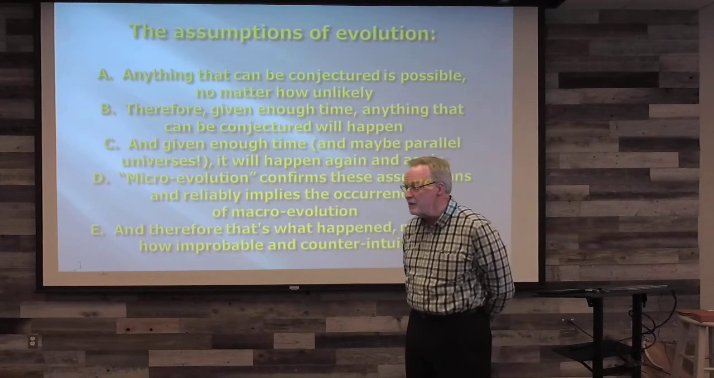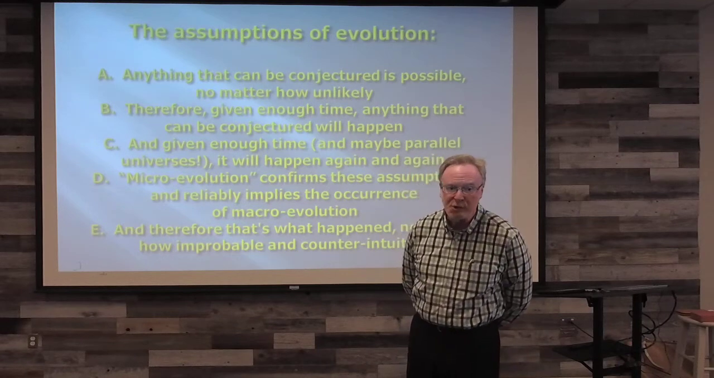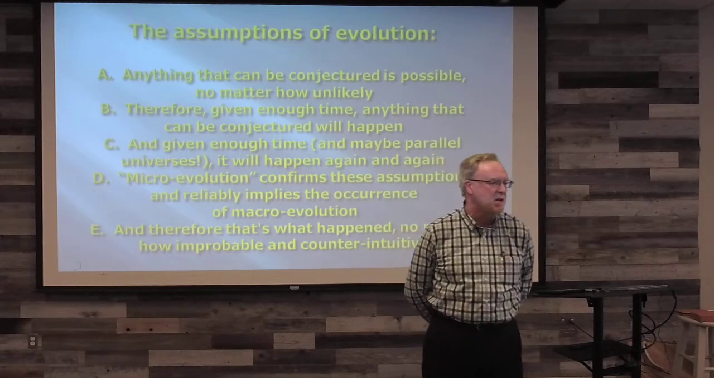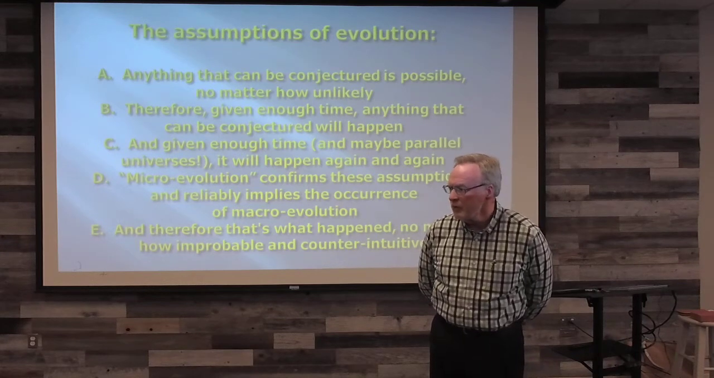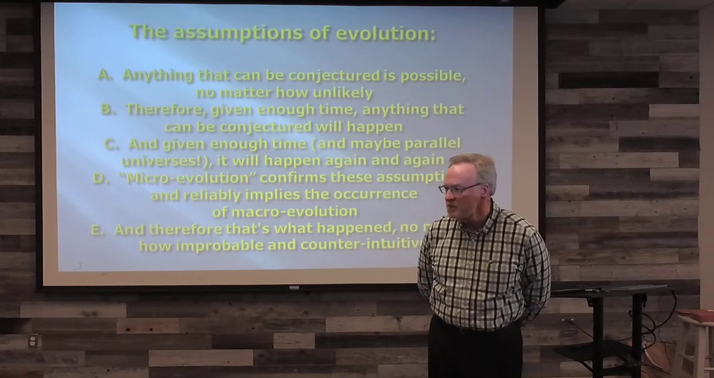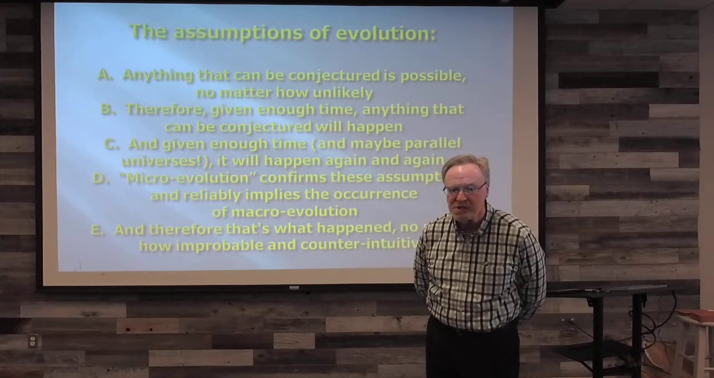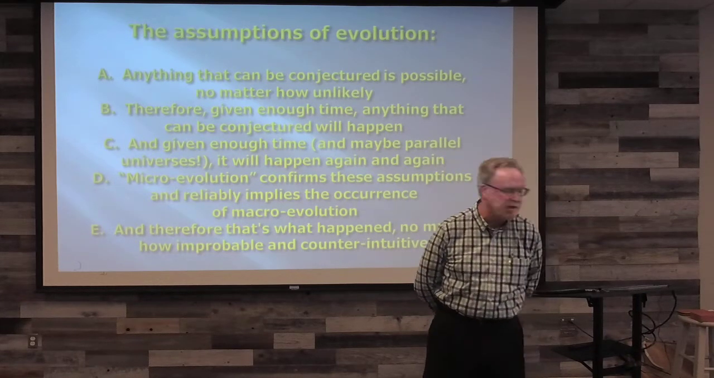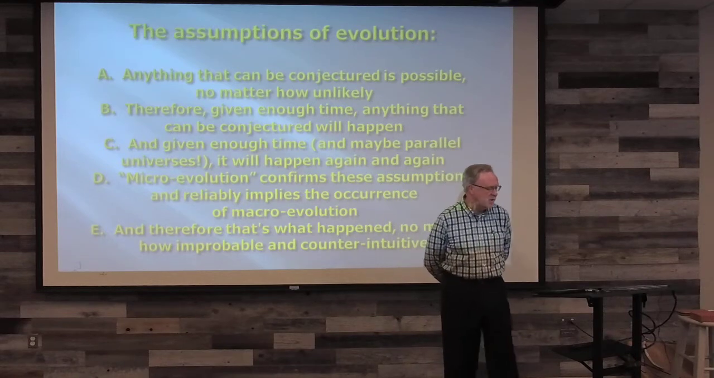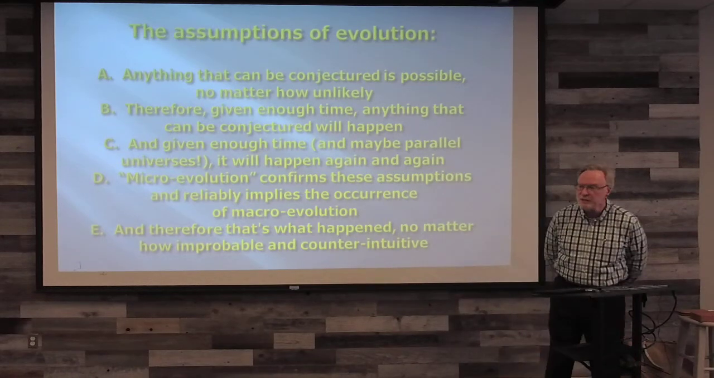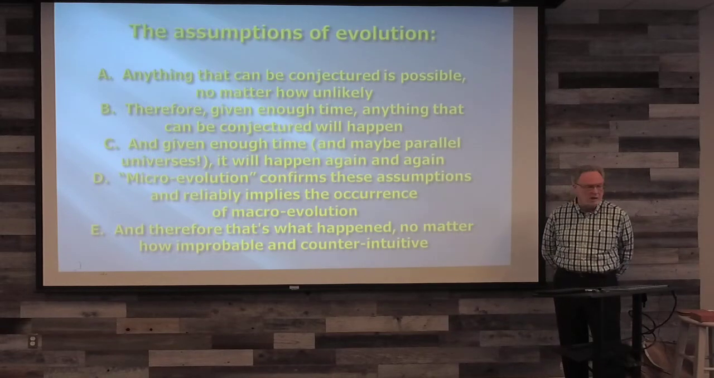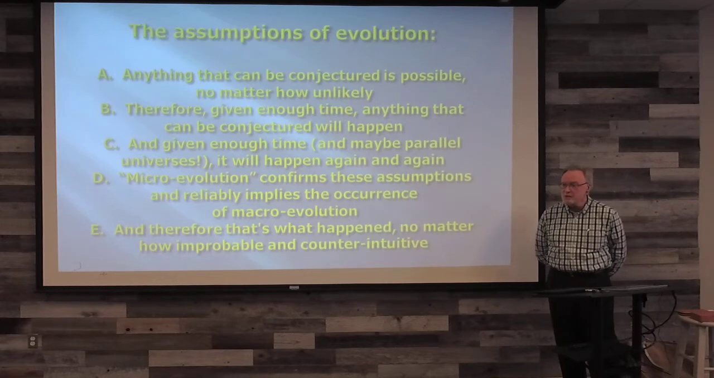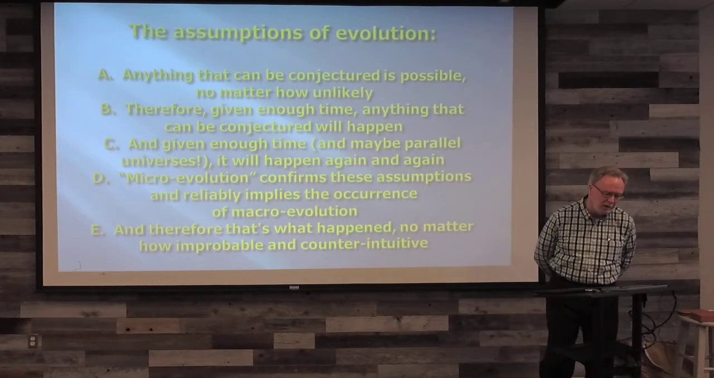Because we're talking about things that even the most avid evolutionist will certainly agree are not likely, not probable. We're just saying that this is how it happened, despite the improbability. So the idea at first is anything is possible, no matter how unlikely. Therefore, given enough time, anything will eventually happen. That is a basic assumption behind evolutionary theory.